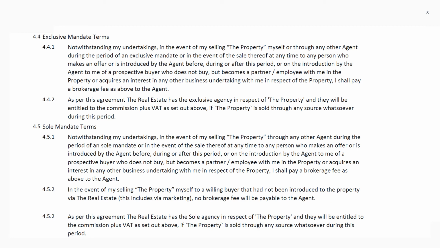Many times there might be the question of what is the difference between exclusive and sole mandate, or dual mandate or open mandate. If you request from our agent, they can provide you with a seller's guide. This has an explanation of the different types of mandates and how they work.